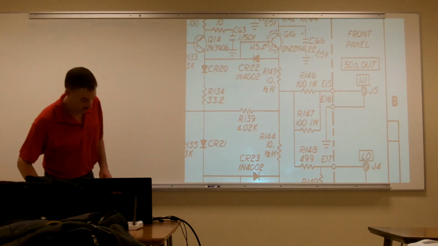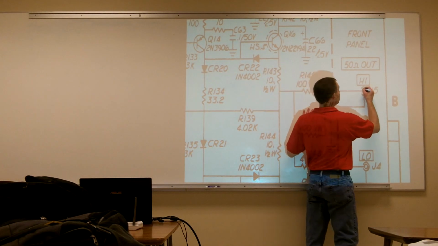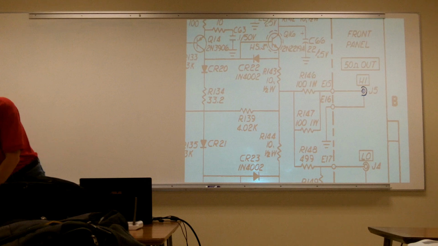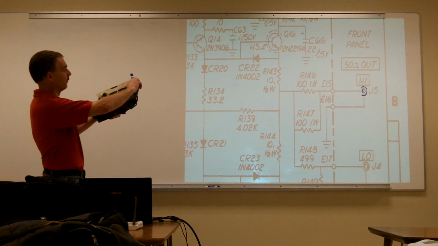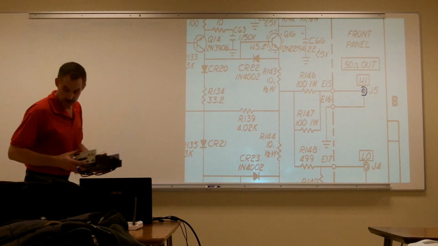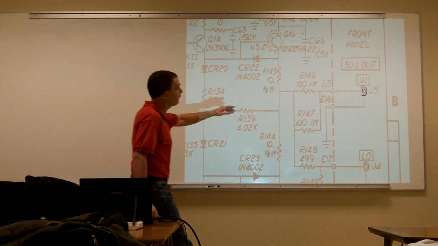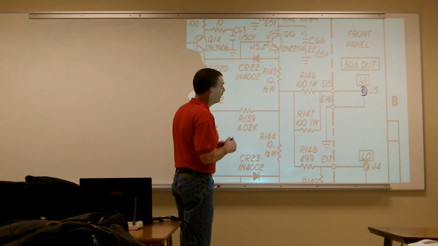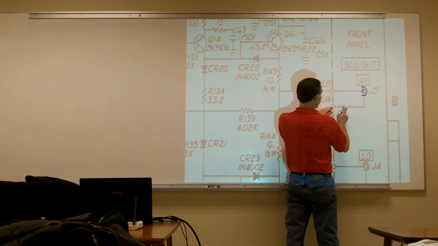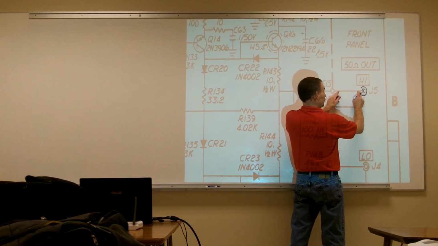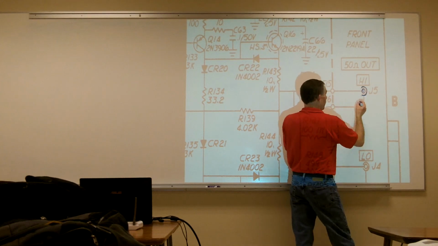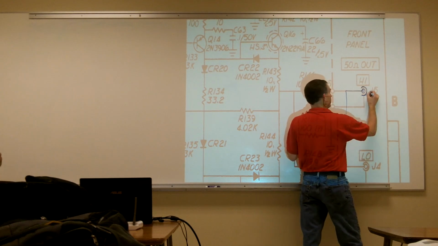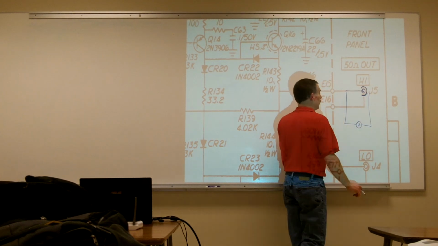So here's the output of my function generator. This is going to be hooking up into this BNC connector. If I want to verify that this is 50 ohms out, the first step is this outer ring is going to be my ground, and the center one is my source. So I'm going to hook up my voltmeter from that center pin up to the outer ring of that connector.